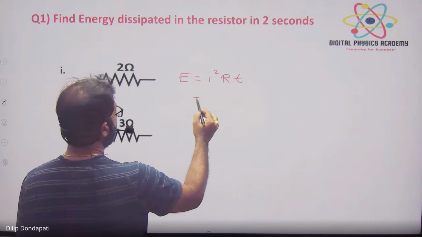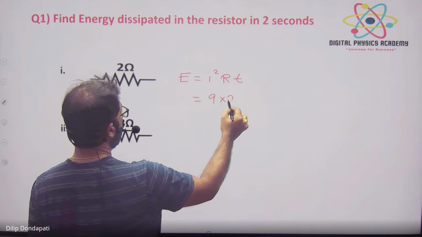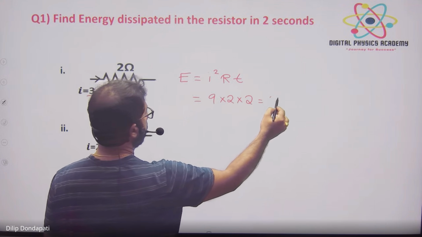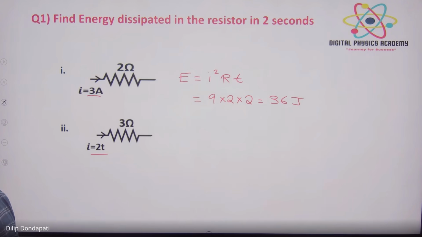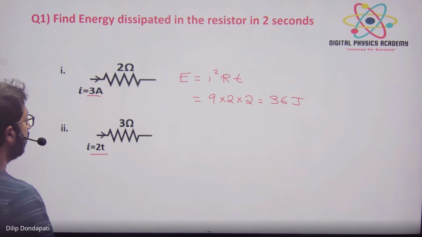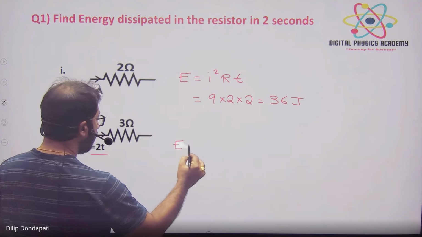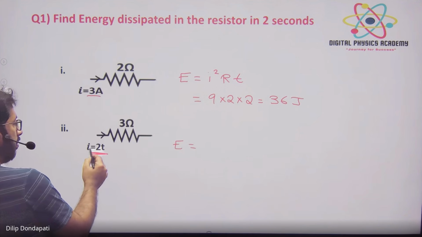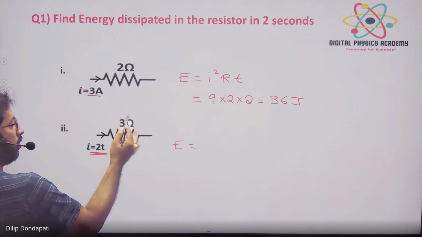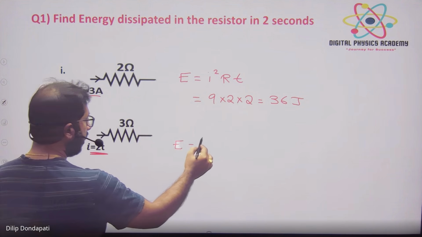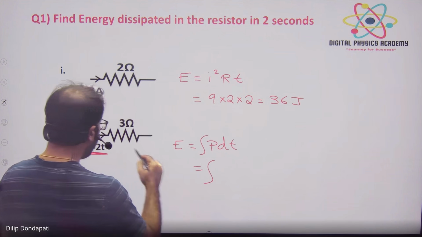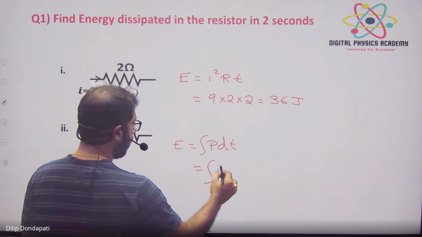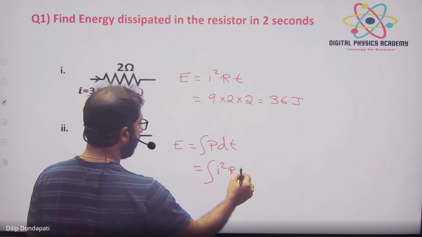So how much is it? 3 square is 9, into 2 into 2. So 36 joules of energy is getting dissipated in the resistor. Second one, do it. 32. Yes, 32. Good. What is the second one? Since current is varying, look, it depends on time. So we cannot use energy as P into T, and I square RT we can't use. So we have to use integral P dt. Energy dissipated in resistor, in terms of I, what is it? Integral of I square R dt.